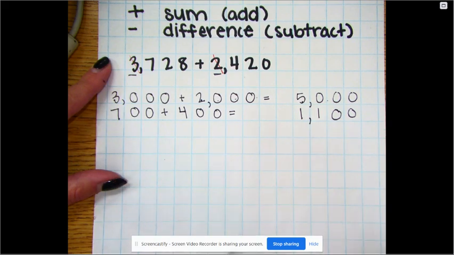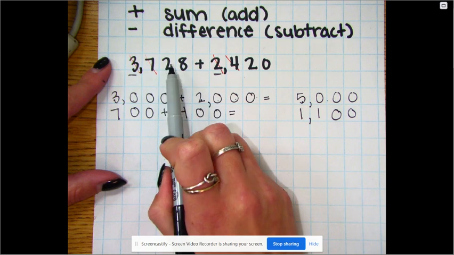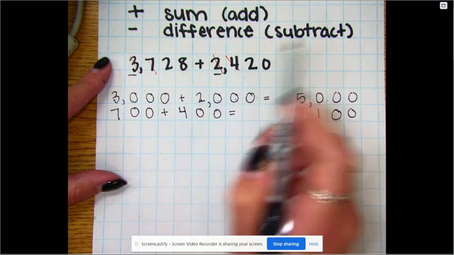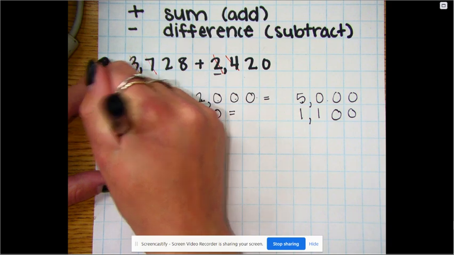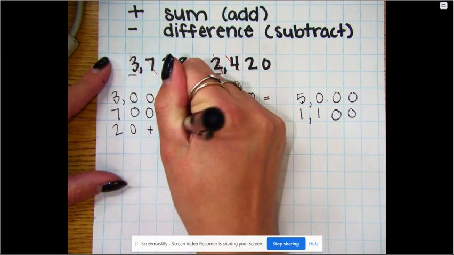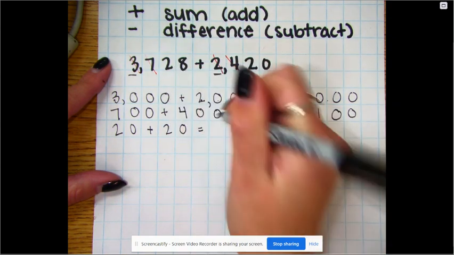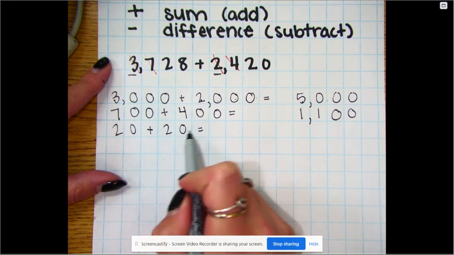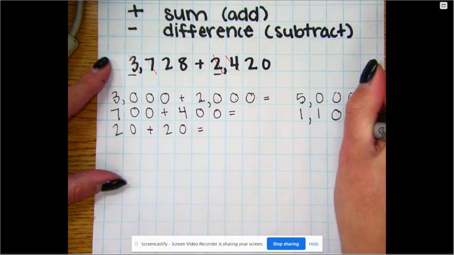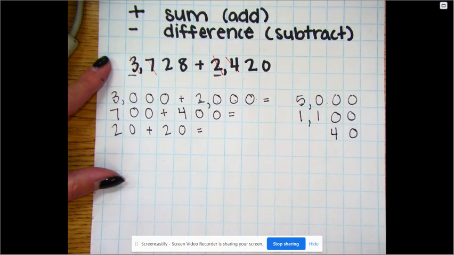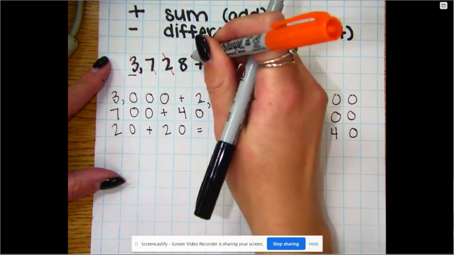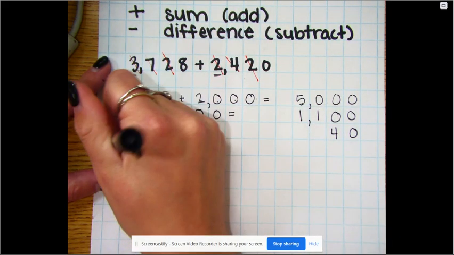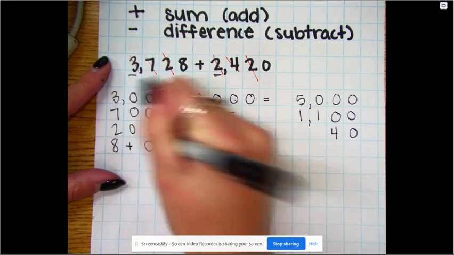My next value is going to be in my tens place. I have a 2 in my tens and another 2 in my tens. So if I stretch that out, it's going to be 20 plus 20. I don't know 20 plus 20 off the top of my head, but I do know that 2 plus 2 is 4, and I'm going to have a 0 in my ones place. So if I put that there, and then I can put my 4 right next to it, that leaves my ones place to add, which would just be 8 plus 0.